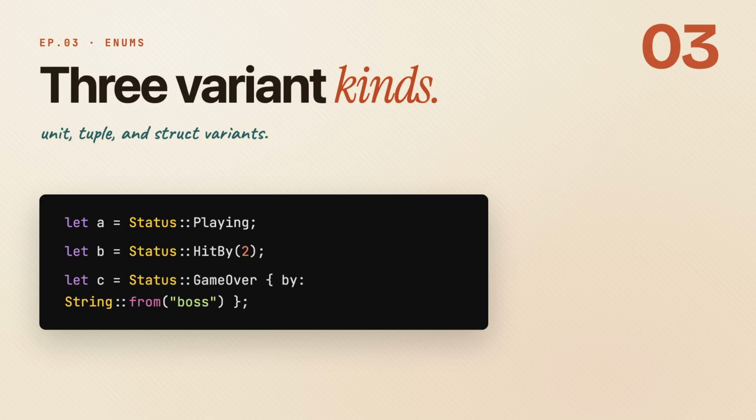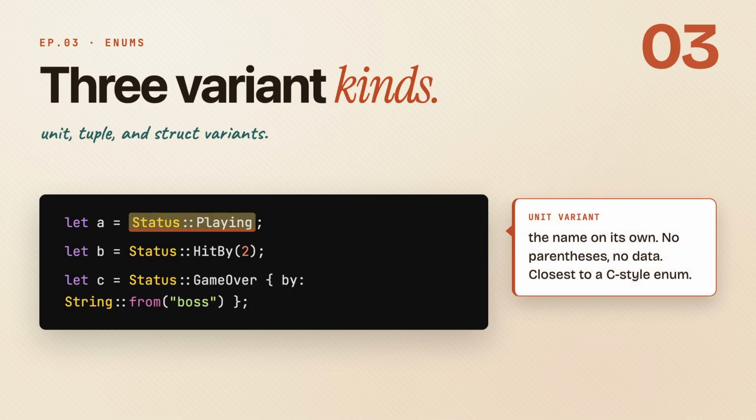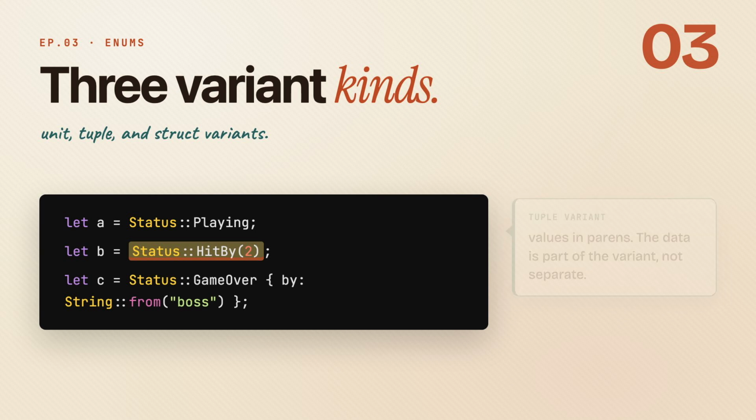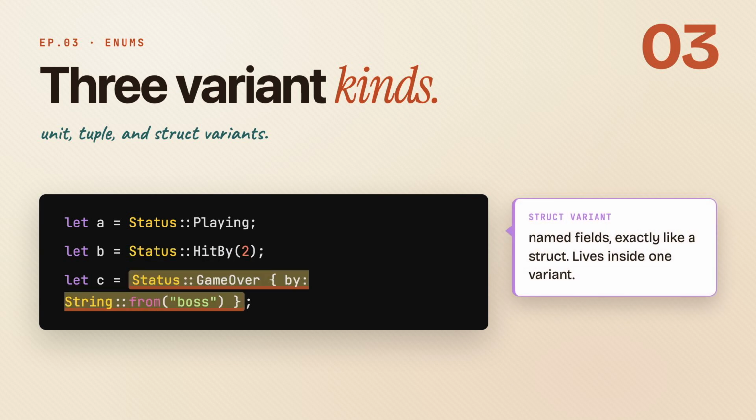A unit variant is the name on its own. Status::Playing, no parentheses, no data, just a tag, like a C-style enum, similar to the C language. This is the simplest kind and the only one most other languages give you. A tuple variant takes values in parentheses, like HitBy(2), and the number lives inside the value itself. The variant tag and the data are part of the same thing.